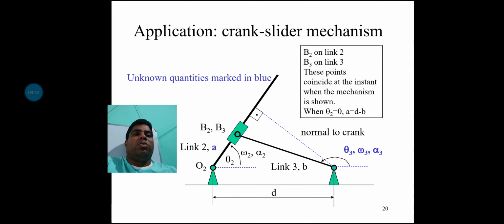So when theta 2 is equal to 0, A is equal to D minus B, and the normal acceleration to the crank angle changes with respect to time, and should be counted as theta 3, omega 3 and alpha 3.